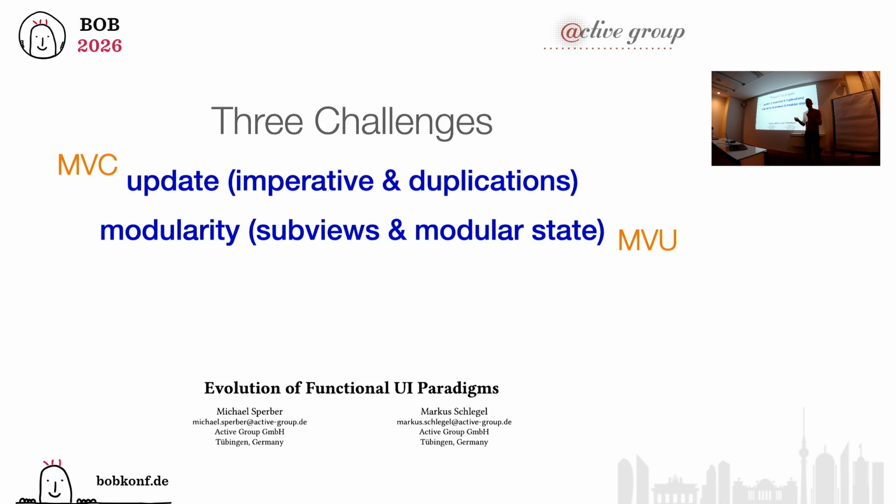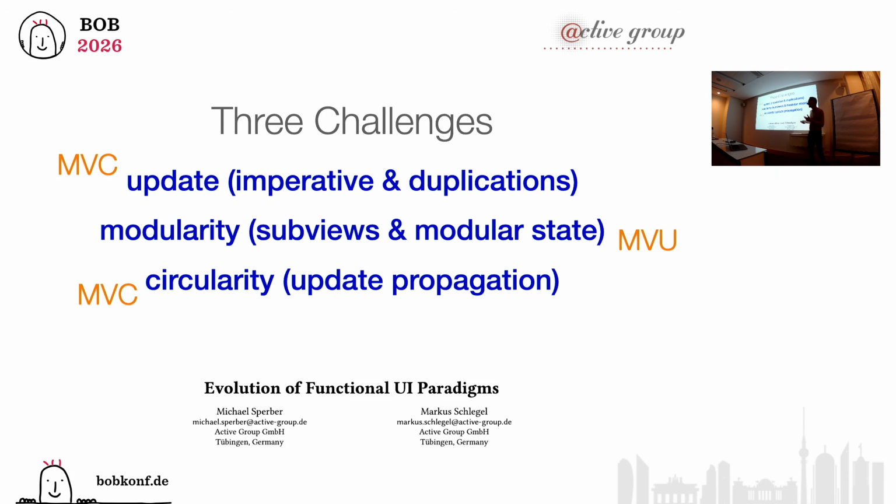But then modularity, we talked about how Elm puts everything in two functions, which are global, nice, simple, but modularity goes totally out of the window. And circularity is, again, something MVC struggles with, because in more complex interfaces, maybe a network packet comes in from your cloud, whatever thing, that updated something in your view, which updates the model again, which updates the view, and then chaos.